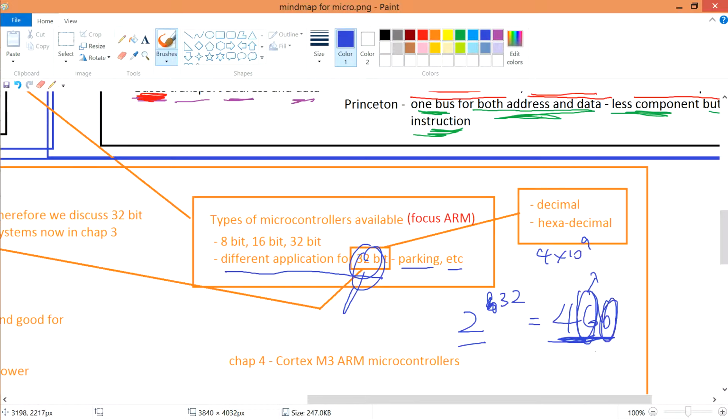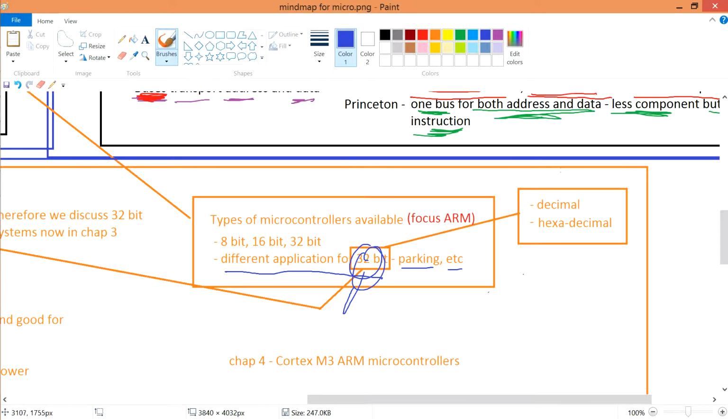But what is a byte? A byte is 2 to the power of 8. 1 byte is equal to 8 bits. Okay, so 32-bit is equal to 4 bytes. So 4 gigabytes, something like that is the meaning.